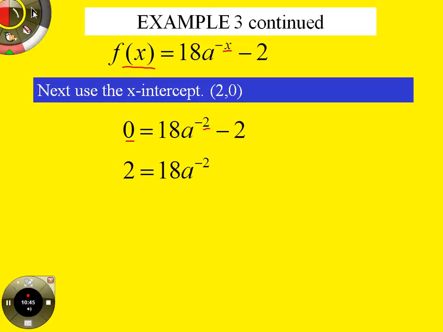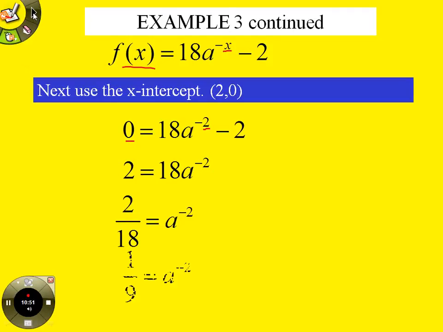Now we're going to solve. So subtract the 2, and then divide by 18, and of course that's 1/9. And then we should be able to solve for A. You can do it a number of different ways, but one way you could do it is the way we were solving those other equations.